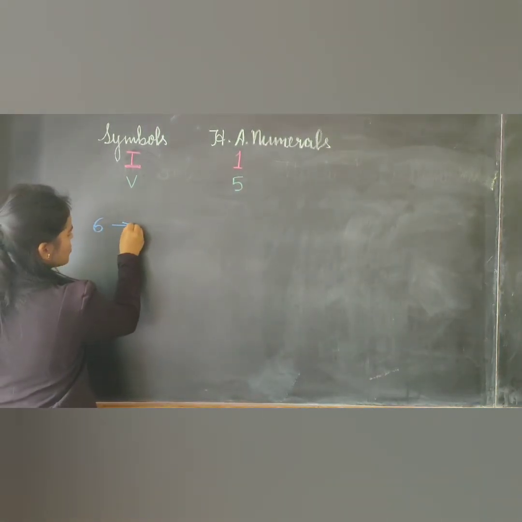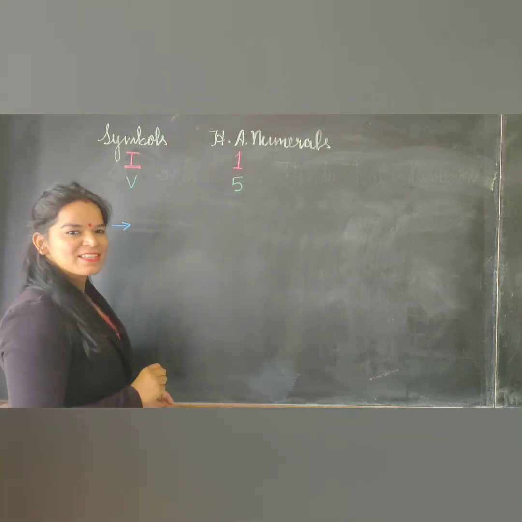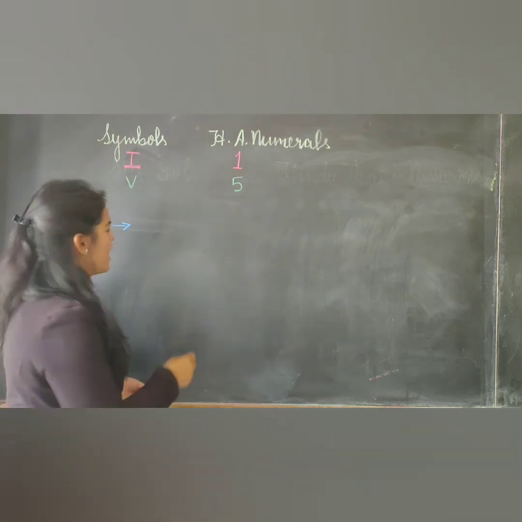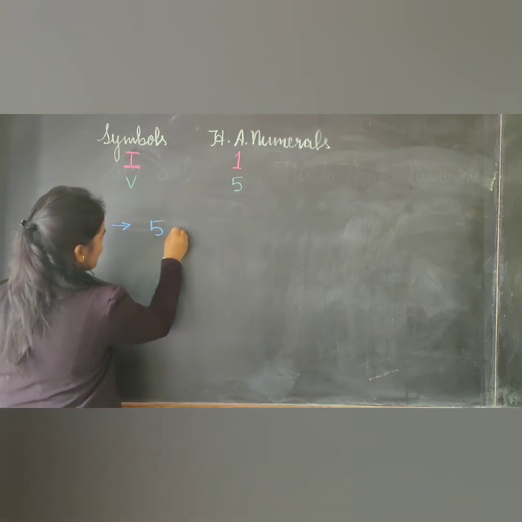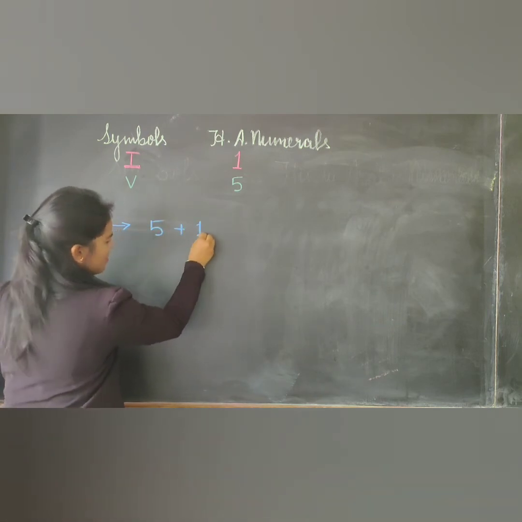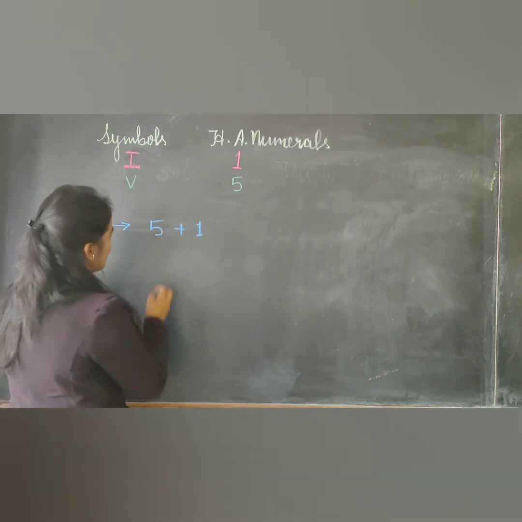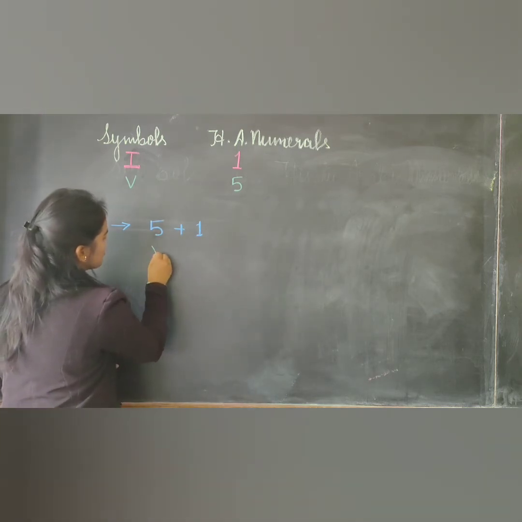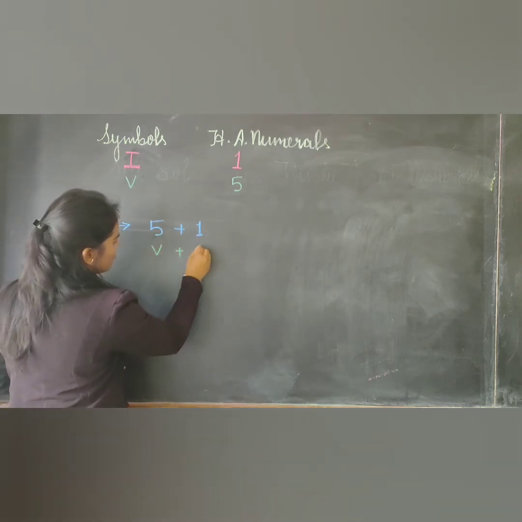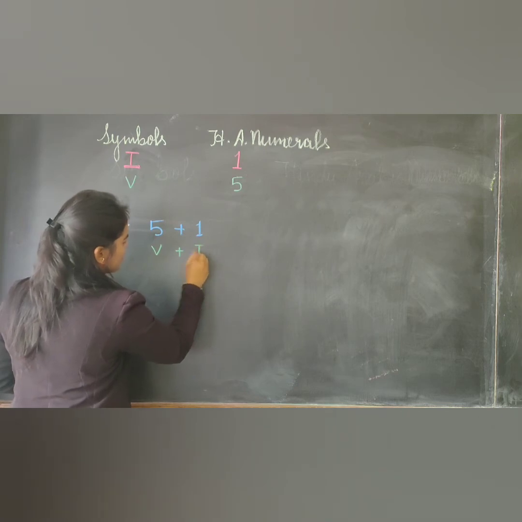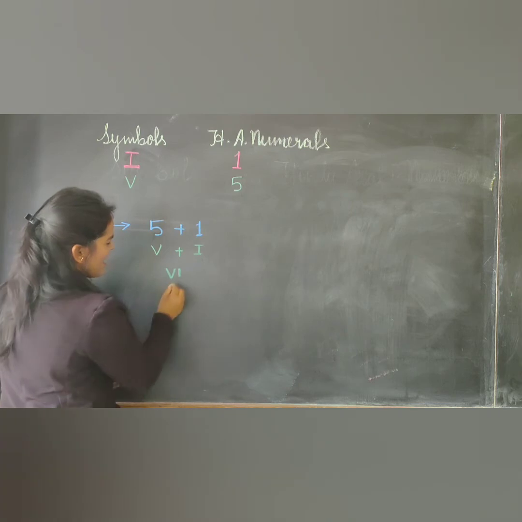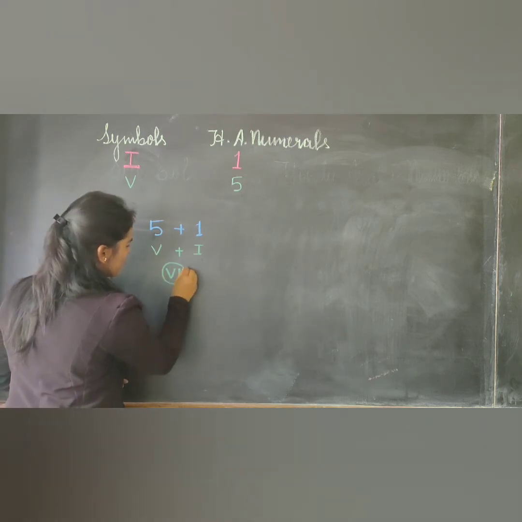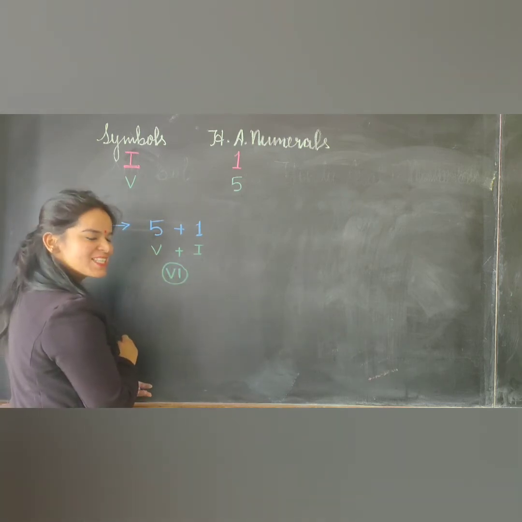Now how to write 6 in Roman numerals? As we know, 6 can be written like this, 5 plus 1. For 5 we use V, and for 1 we use I. So write together and it becomes VI. So VI is for 6.